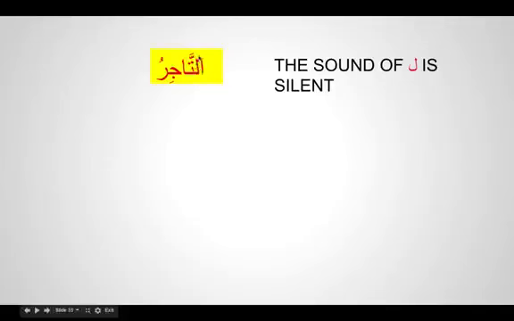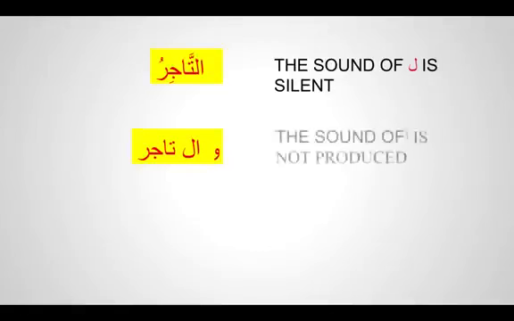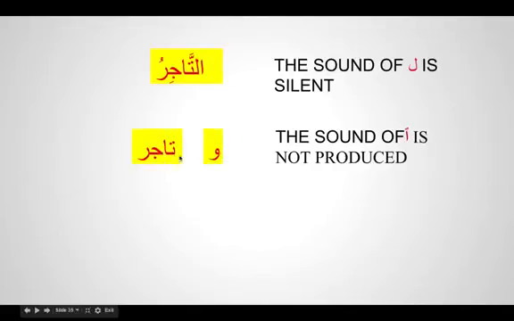We also have to mention the huruf shams, where we've already said that the sound of lam is silent, so we pronounce it at-tajiru. We don't produce the sound of lam. So what happens when waw or any other letter comes in front of it? The sound of alif is also not produced. So we have two letters that are completely ignored. We pronounce it as though the letters don't exist at all. So we pronounce it wat-tajiru.